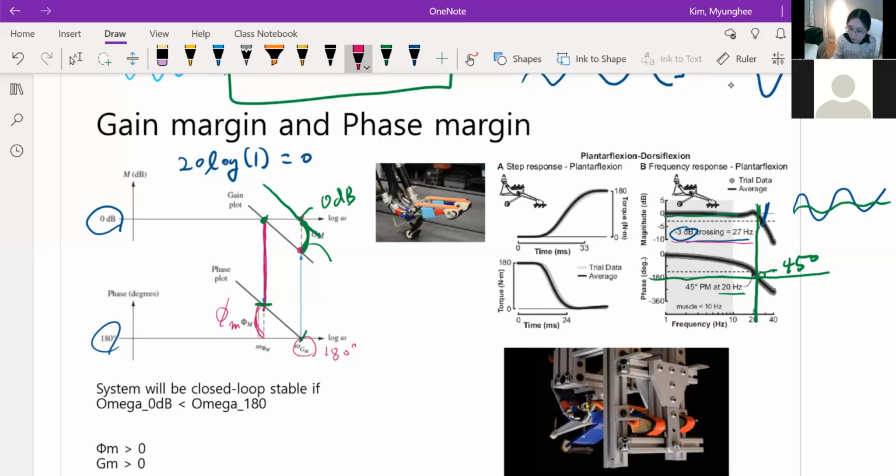And then typically the phase margin is more often discussed because it really shows how much room you have to make the system stable. There are lots of phase delay sources, such as delay or friction. So you want to have about 30 degrees of phase margin to make the system stable.